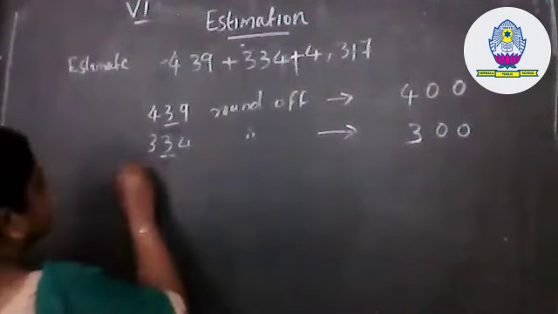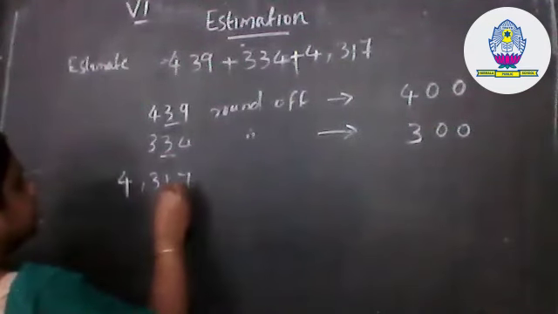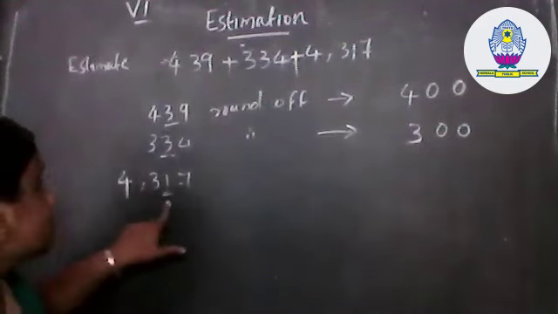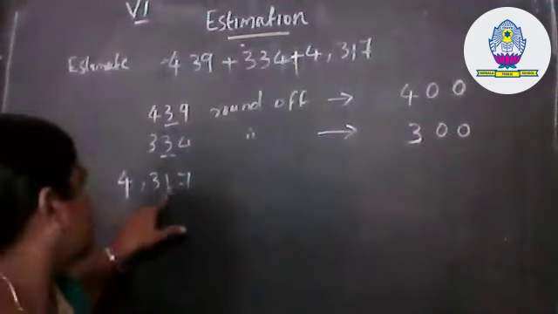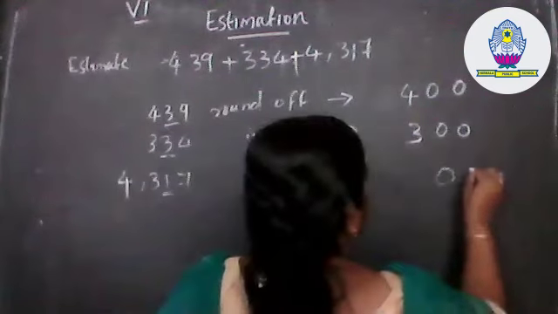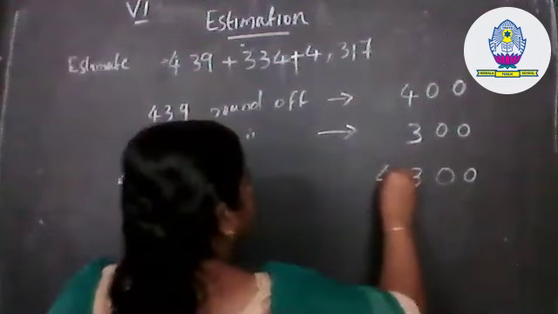The next one, 4317. Here the digit in the tens place is 1, which is less than 5. So the last 2 digits become 0 and the 3 is the same as 3.